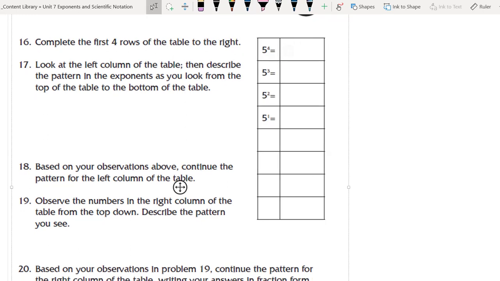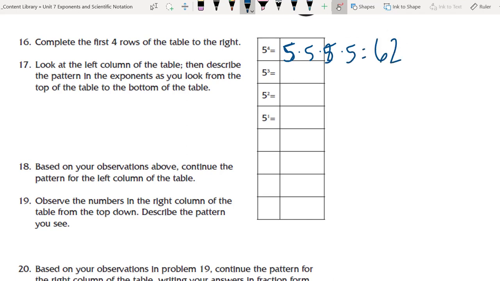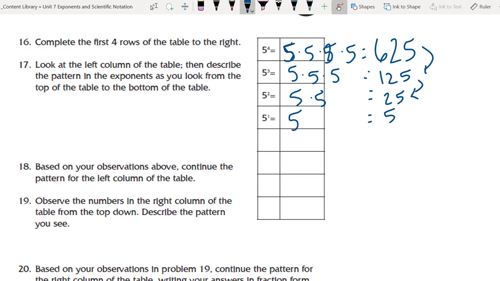So 5 to the 4th would be 5 times 5 times 5 times 5, which is 625. 5 times 5 times 5 is 125. 5 times 5 is 25, and 5 is 5. So each time here, to start at the top and work our way down, we're dividing by 5.